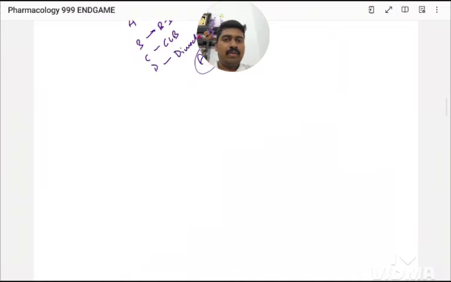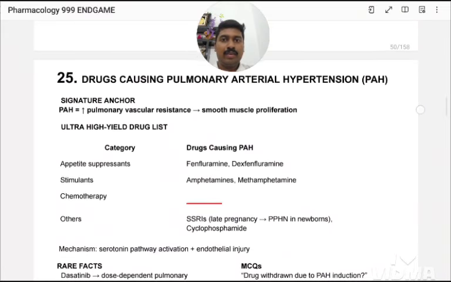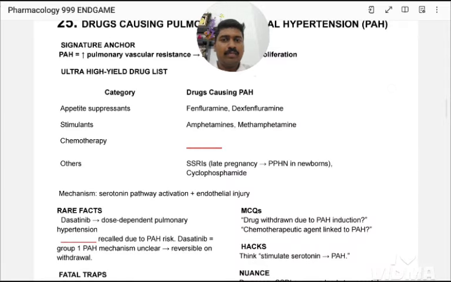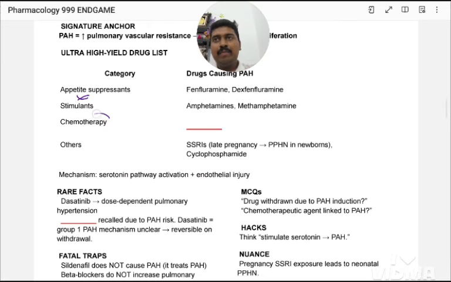Okay, so we'll go on to the next topic, that is drugs causing pulmonary arterial hypertension. I think we don't have a separate image for this. There are only 2-3 drugs we should remember. One is appetite suppressants such as fenfluramine and all. I think that is not being asked. Very important is one chemotherapy drug that causes pulmonary artery hypertension, that is dasatinib.